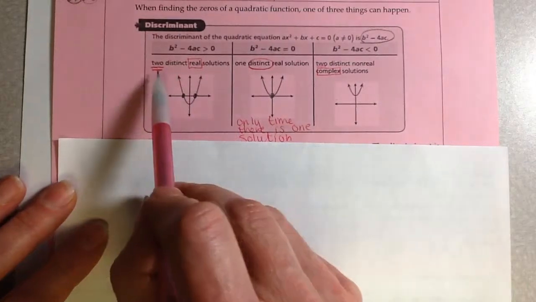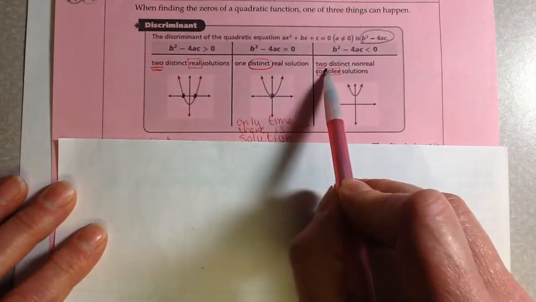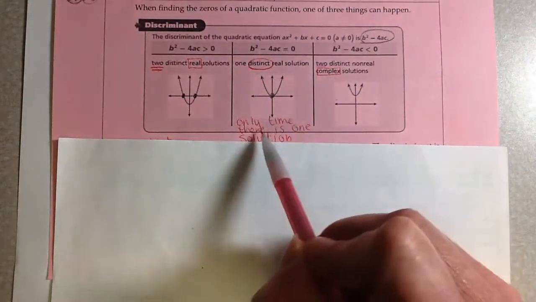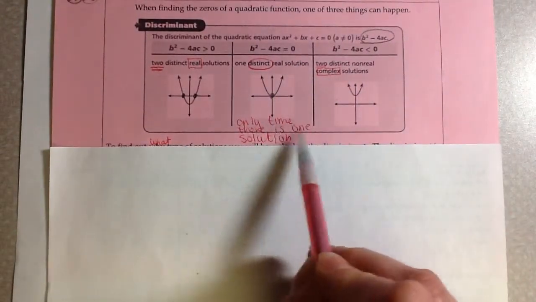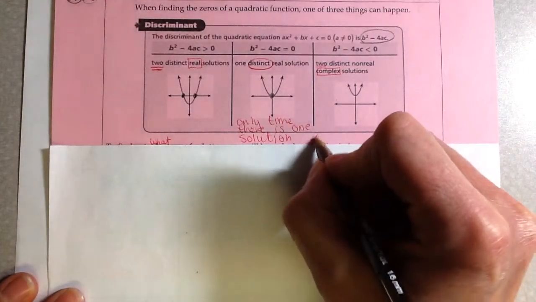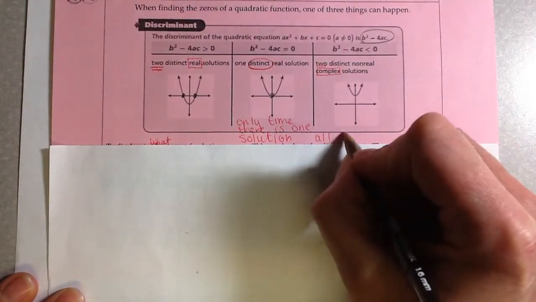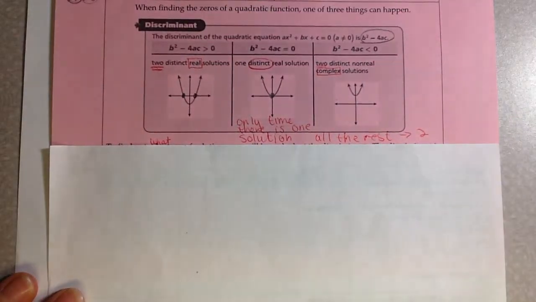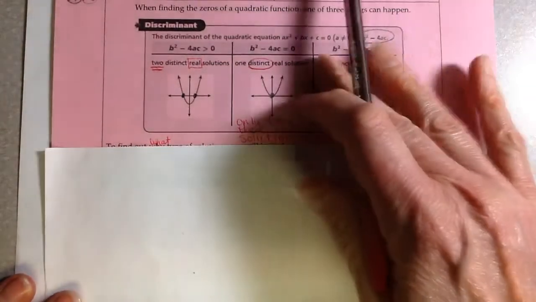You're always going to have two solutions unless your answer is 0. So this is the only time there is one solution. All the rest will be 2.